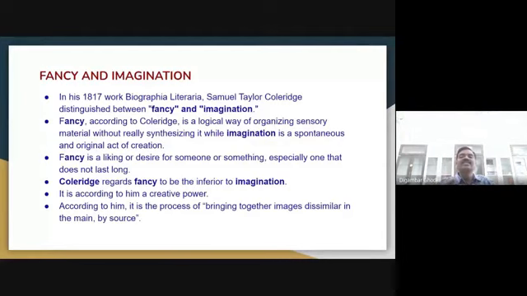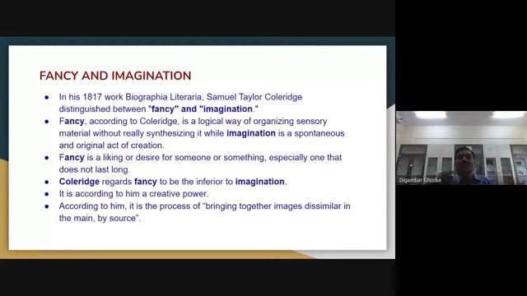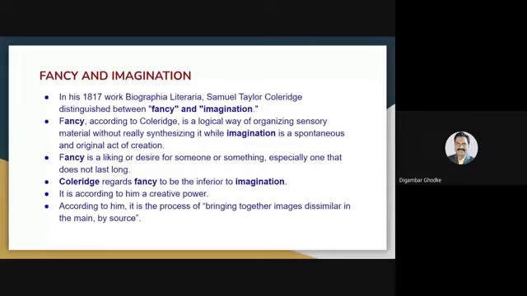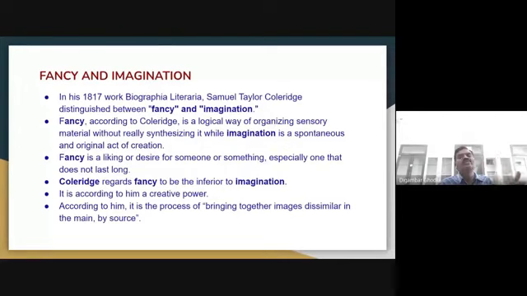So you need to understand that fancy is defined as a logical way of organizing sensory material. Sensory material means whatever you perceive through your sense organs. The sensory data is logically organized in your mind. But this organization does not have the synthesizing quality. To synthesize means to combine them, to blend them together. Means in fancy, this process of synthesizing is missing. It is merely a logical way of organizing sensory material.